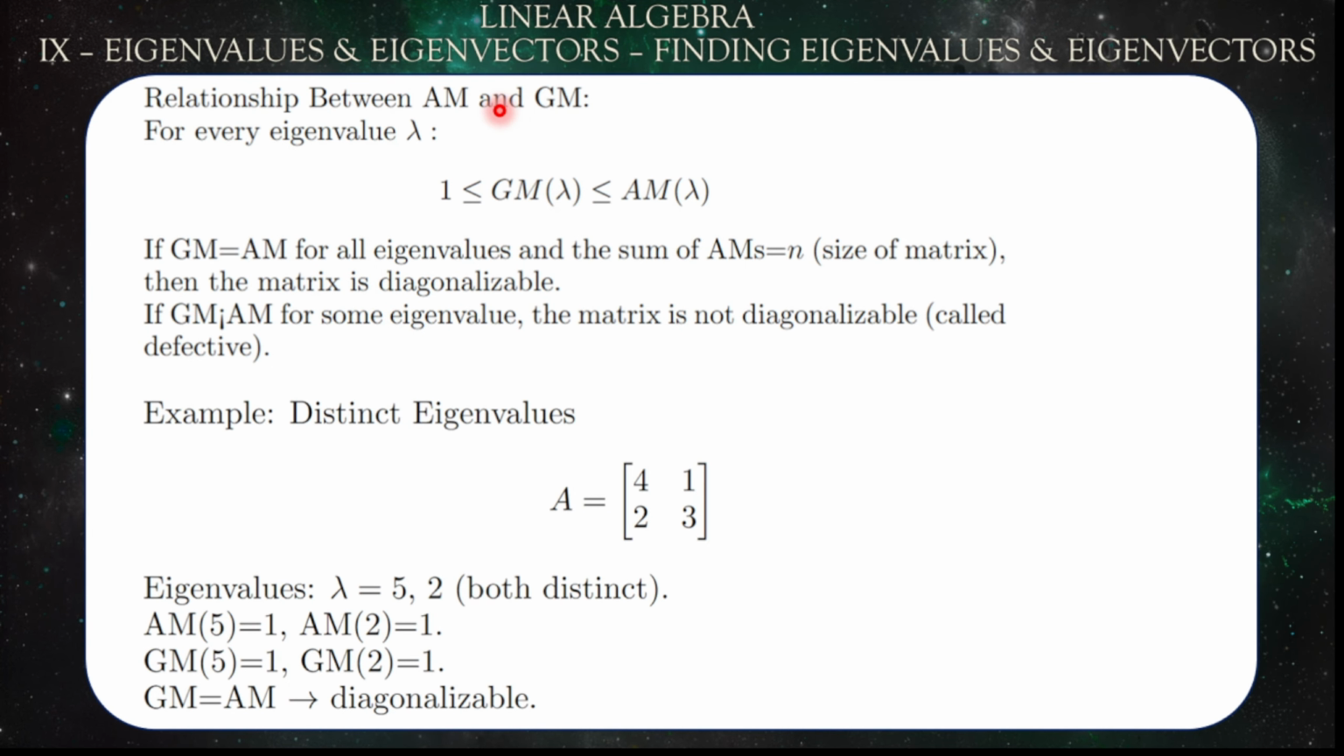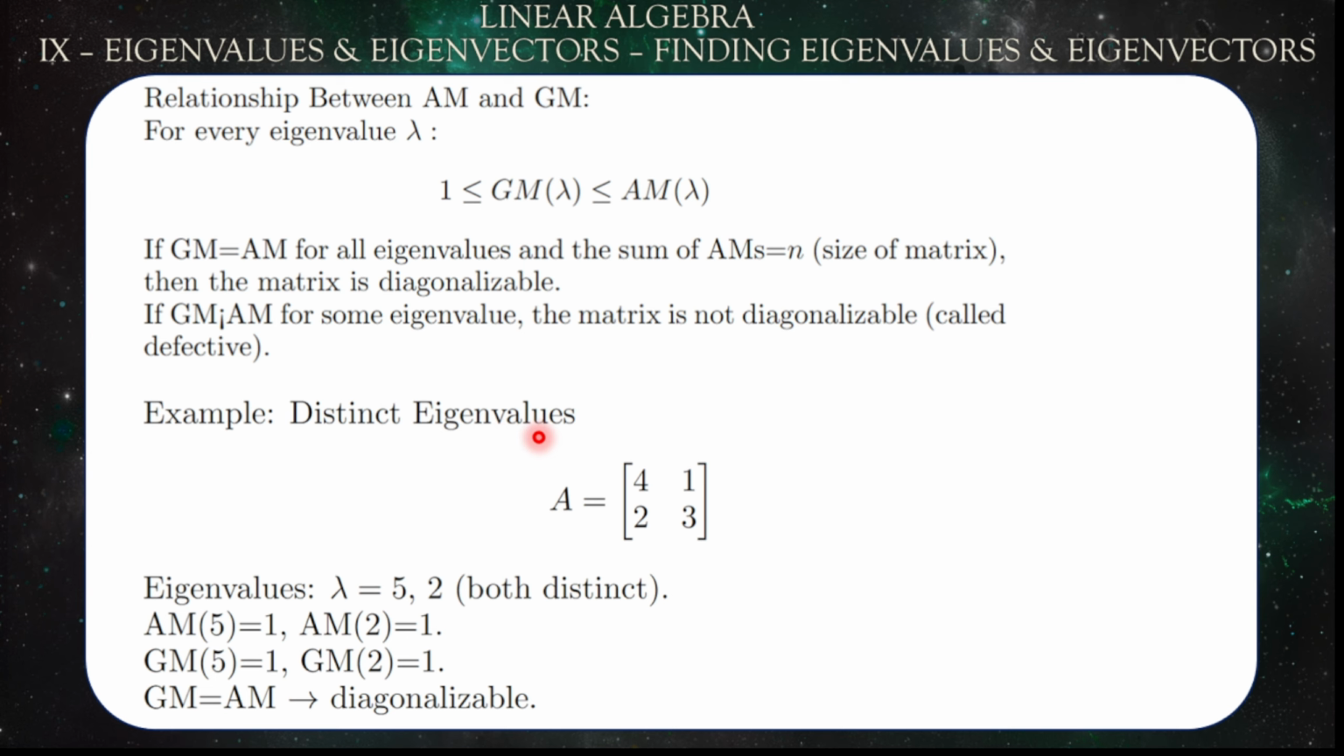Relationship between AM and GM for every eigenvalue lambda: GM of lambda is greater than or equal to 1 and less than or equal to the algebraic multiplicity. The geometric multiplicity is between 1 and the algebraic multiplicity. If GM equals AM for all eigenvalues and the sum of the AMs is equal to n, which is the size of the matrix, then the matrix is diagonalizable. If GM is different than AM for some eigenvalues, the matrix is not diagonalizable. It's called defective.